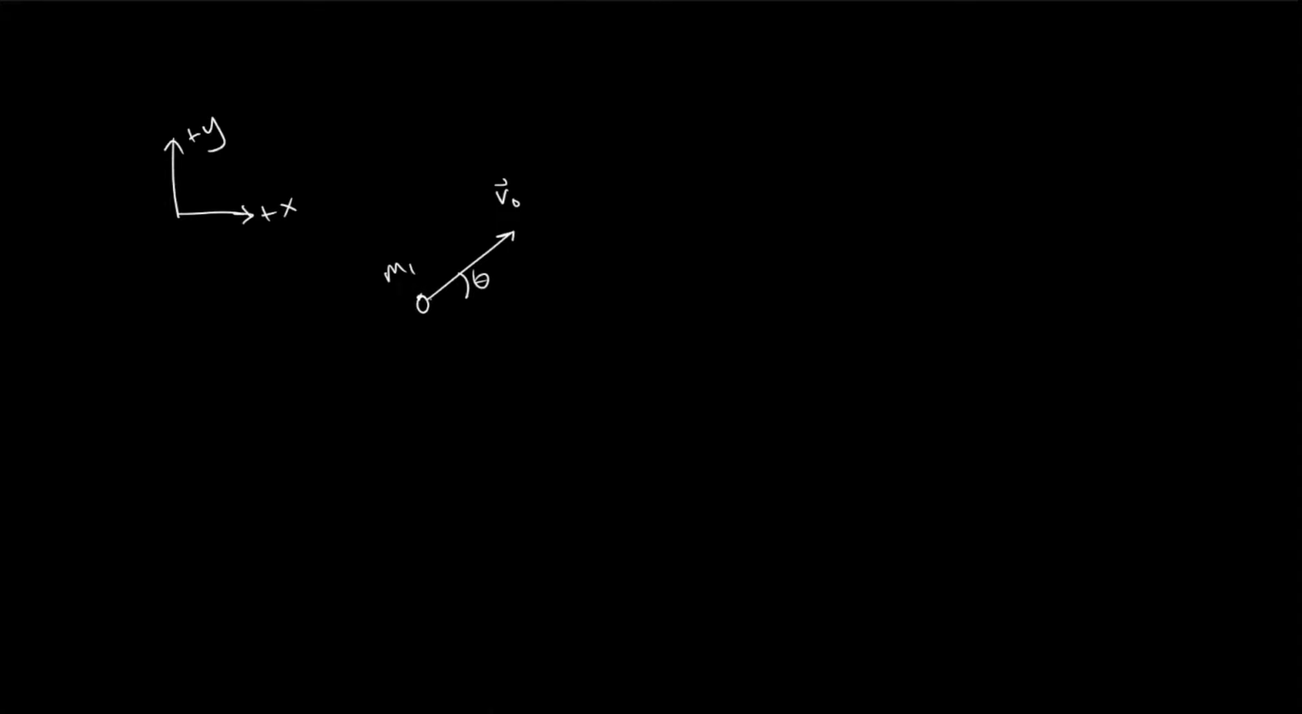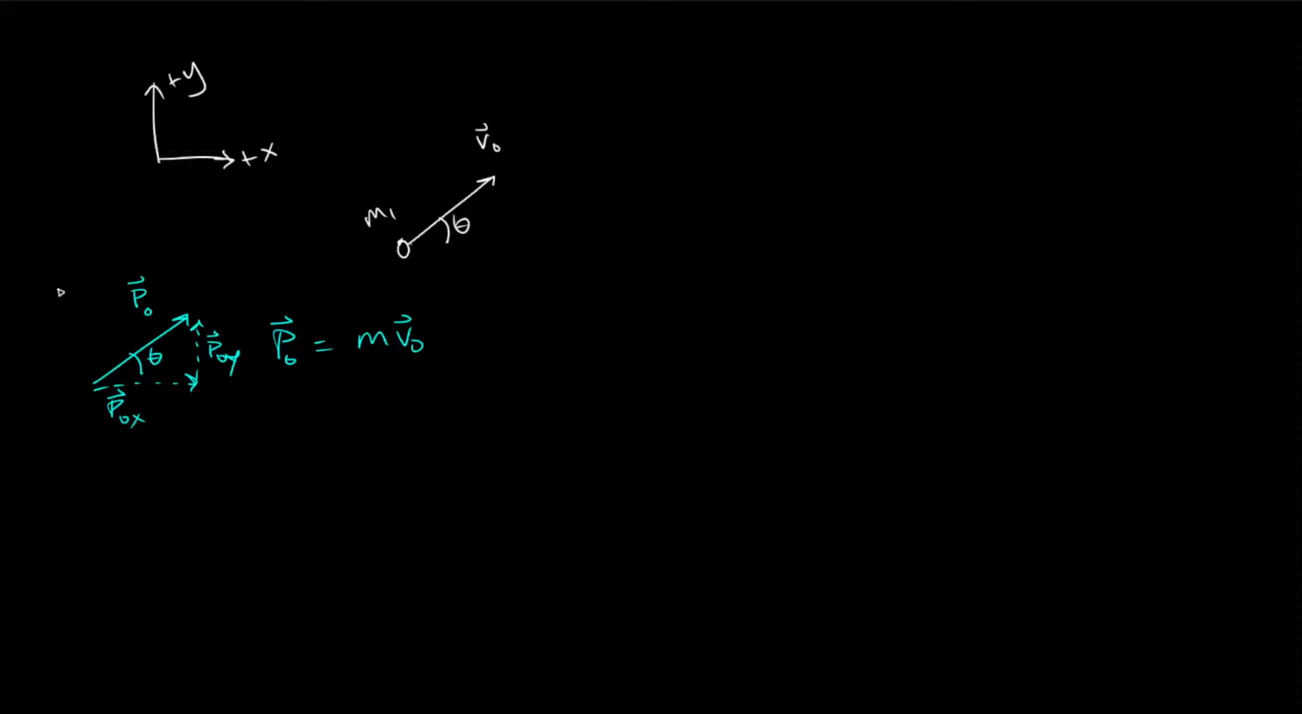Now this object has velocity and mass, so it has some momentum, P naught, which is its velocity scaled by its mass. And since that's a vector, we can draw it like that. Because it's velocity scaled, it will have the same direction. And it has a horizontal component and a vertical component.